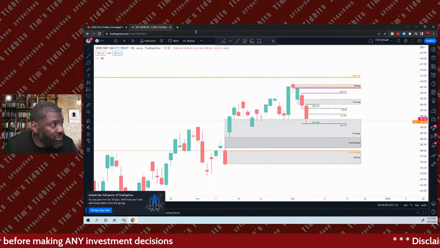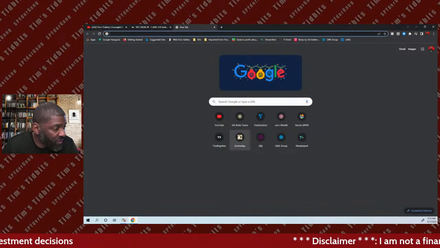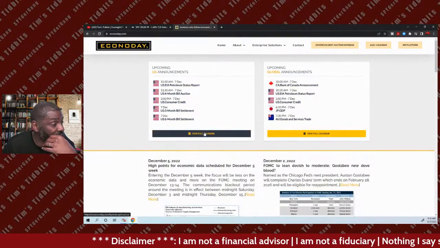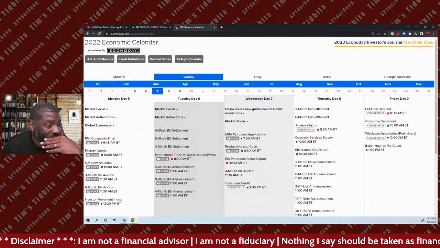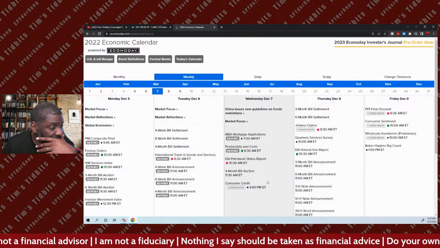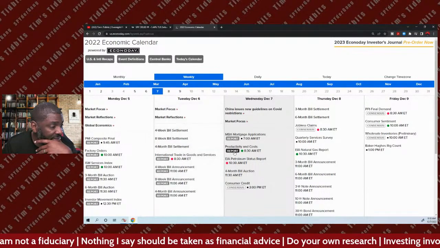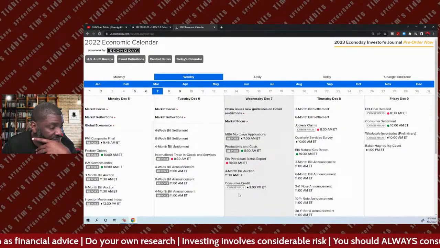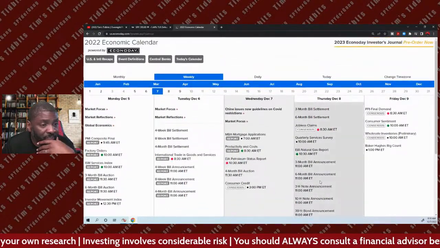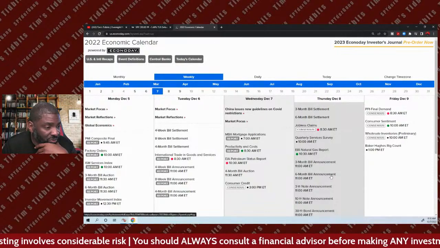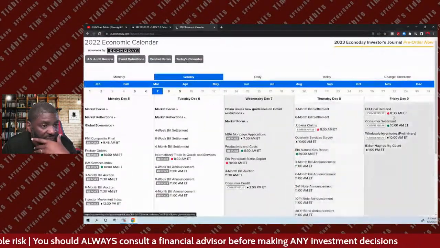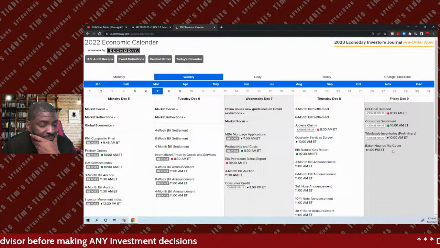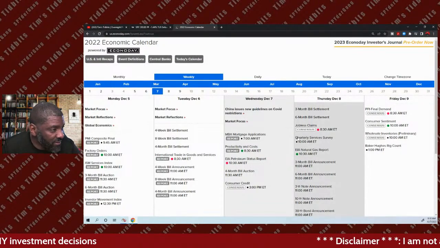Remember, let's go check the economic calendar to see what's going on for the week. I think PPI is Friday. We got petroleum today. We had productivity costs at 7:30. Mortgage applications was at 7. Consumer credit is at 3. Job numbers tomorrow. And then PPI and consumer sentiment is Friday.